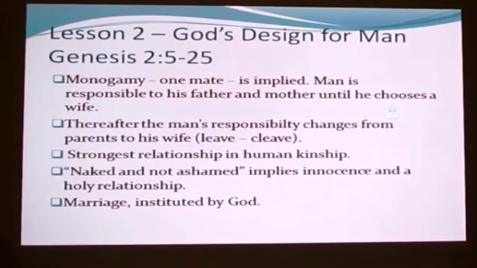Thereafter the man's responsibility changed from parents to his wife. He's going to leave, he's going to cleave. And also what he's trying to bring out here is that this is the strongest relationship in human kinship.